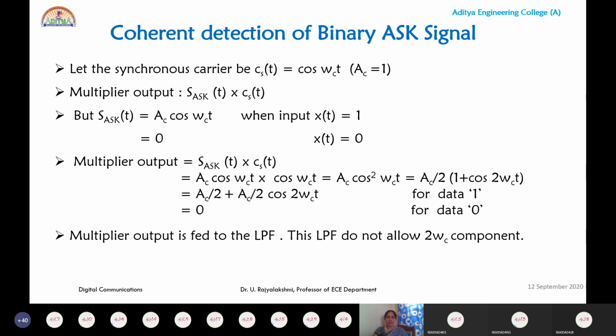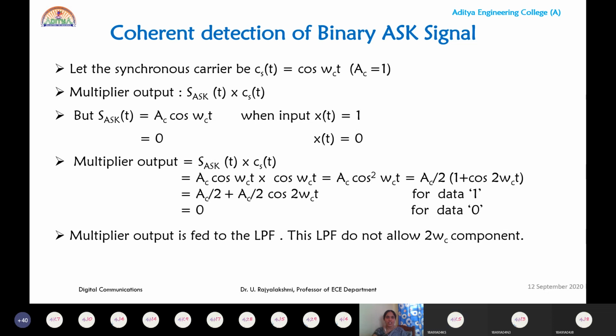Now this multiplier output is fed to the low pass filter. Can any one of you tell me what the low pass filter output is for data 1? The multiplier output is A_C by 2 plus A_C by 2 into cos 2 omega ct for data bit 1, and for data 0 it is 0. Now this output is fed to the low pass filter, so can any one of you tell me what the output of the low pass filter is?